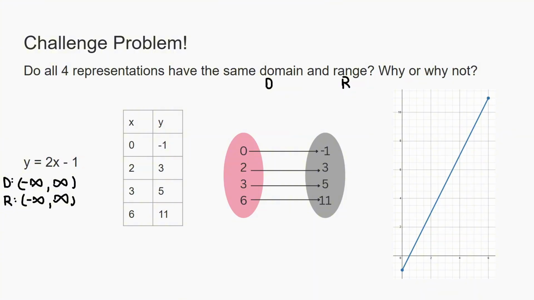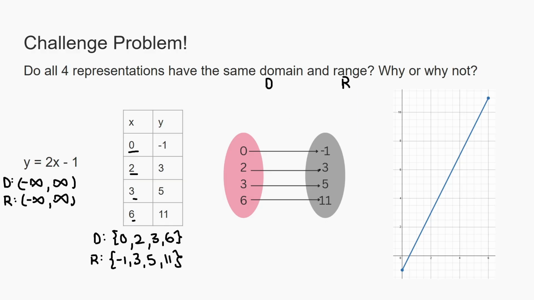Now what about this one right here? As you can see, the points here are actually on this y equals 2x minus 1 line. 2 times 3 minus 1 is 5, 2 times 6 minus 1 is 11, and so on. But if you can see, our domain here is actually different. Our domain here is actually these distinct points, 0, 2, 3, and 6. They're only the points that are given to us, not this entire line. And our range are going to be the points that are given to us as well. Negative 1, 3, 5, and 11.